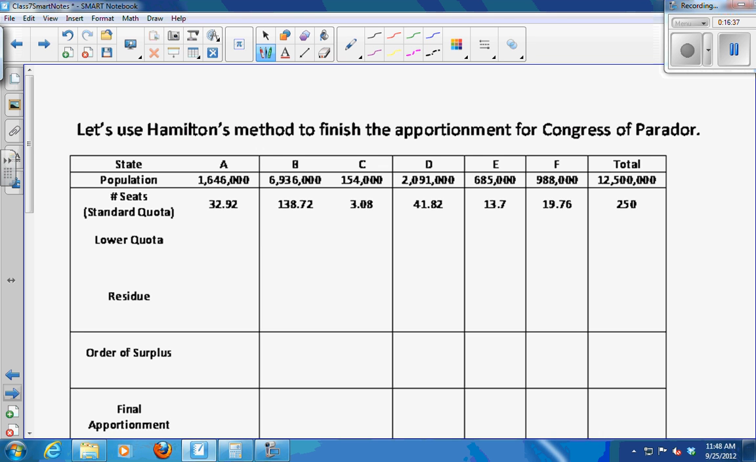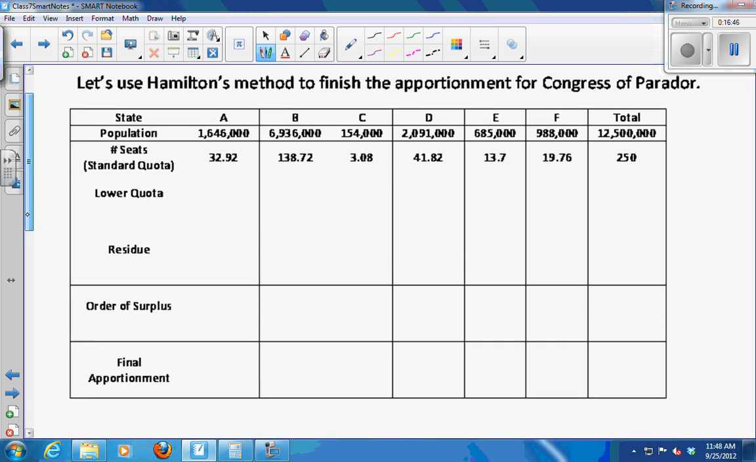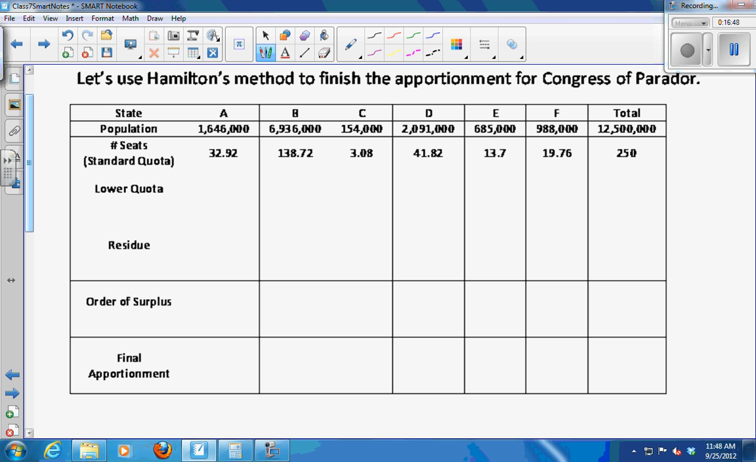No, it doesn't have to do with population. It has to do with the decimal piece that got chopped off. So the .92 would get a seat. The .92 would be first in line for an extra seat because they're really close to another whole seat. So these are all the quotas that we calculated a minute ago. We're going to round them all down.